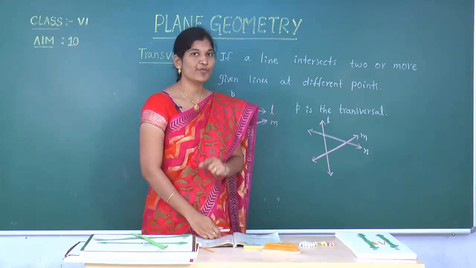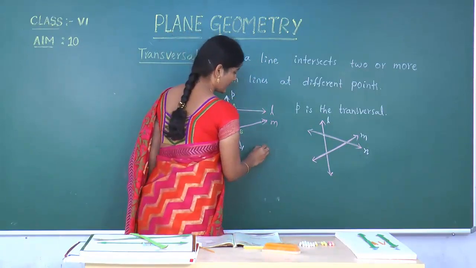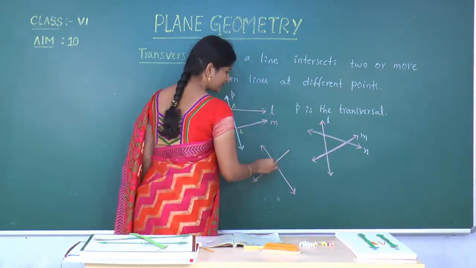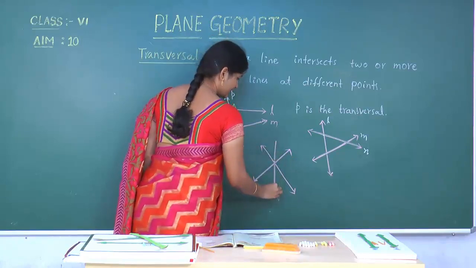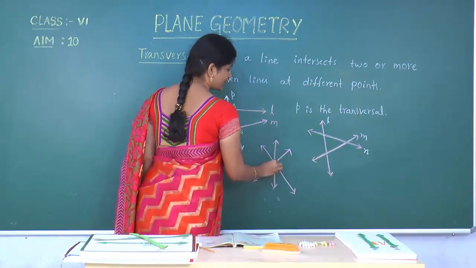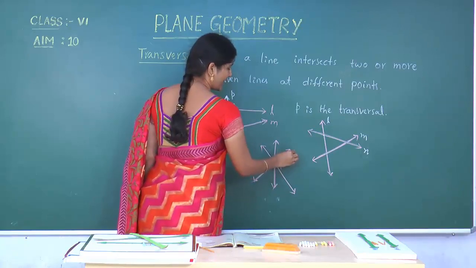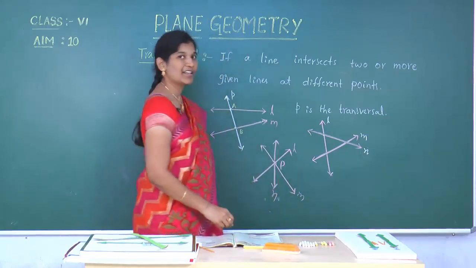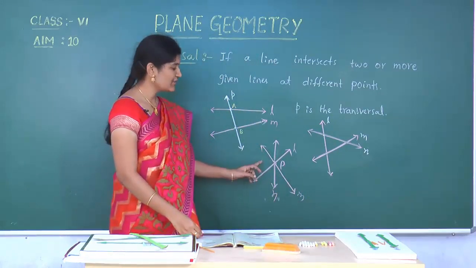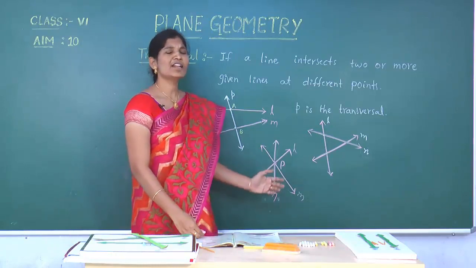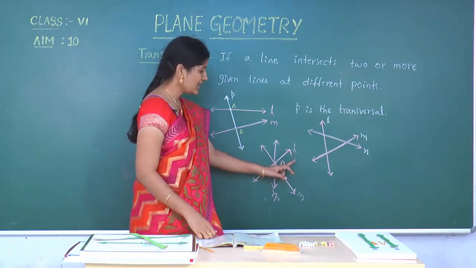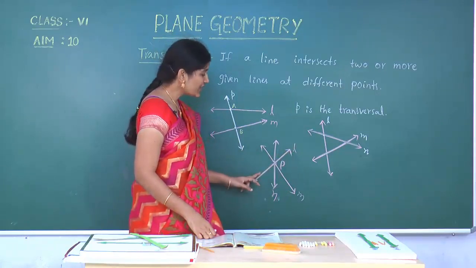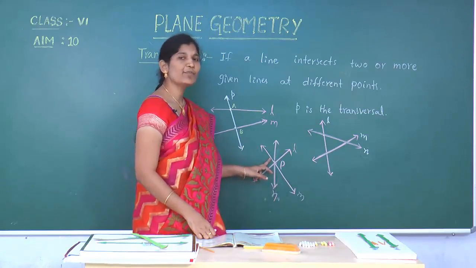And now I am going to give you one more figure. Observe the lines, and here the lines are passing through the point P, and let them be L, M and N. Can you say the transversal in this figure? There is no transversal. Why? Because here L, M, N are passing through one point only. So here each and every line intersects the other two lines at only one point.